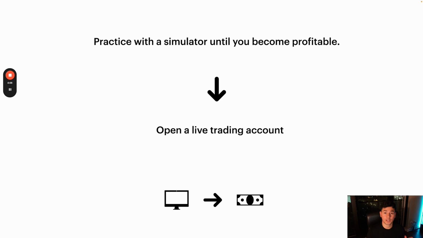Start with a simulated account with simulated funds, which is a demo account, and become profitable on a demo account. Once you become profitable with a demo account, then jump into a live trading account, and I promise you, your journey will be so much easier this way.